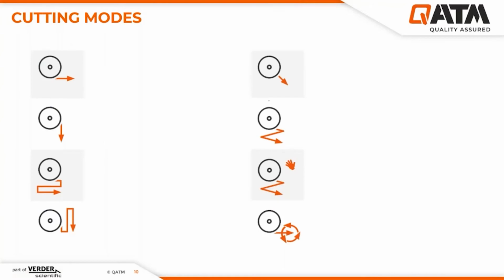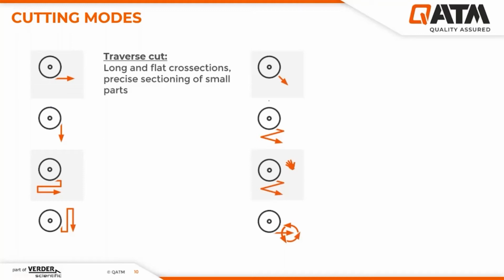However, you may have already forgotten the different cutting modes that a modern cutoff machine can use. And many beginners are a bit baffled by their large number. So let's start with the most common cut, the transverse cut, which is well suited for long and flat cross sections, as well as the precise sectioning of very small parts. And this is the case because for these part geometries, the contact area is as small as possible, which is the goal for a sectioning process. You don't want a large contact area between cutoff wheel and sample if possible at all.